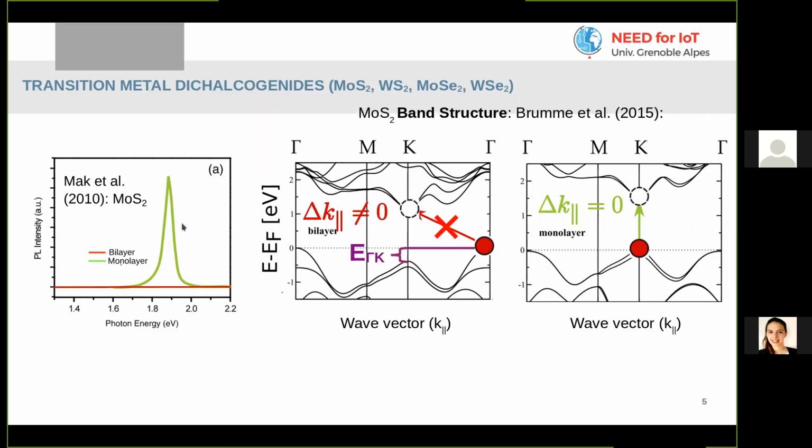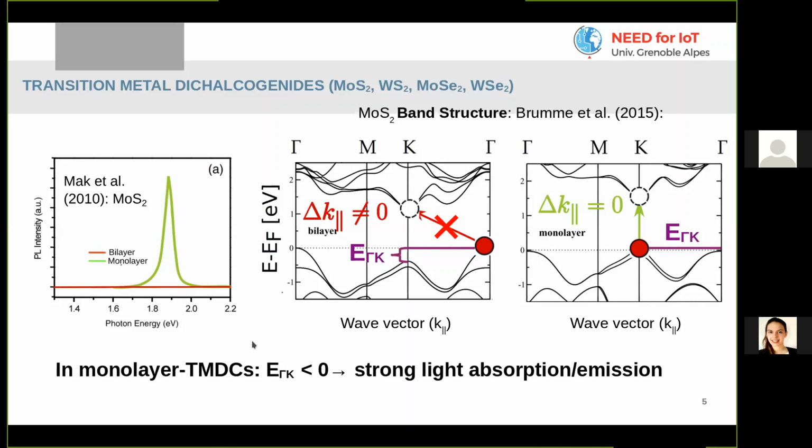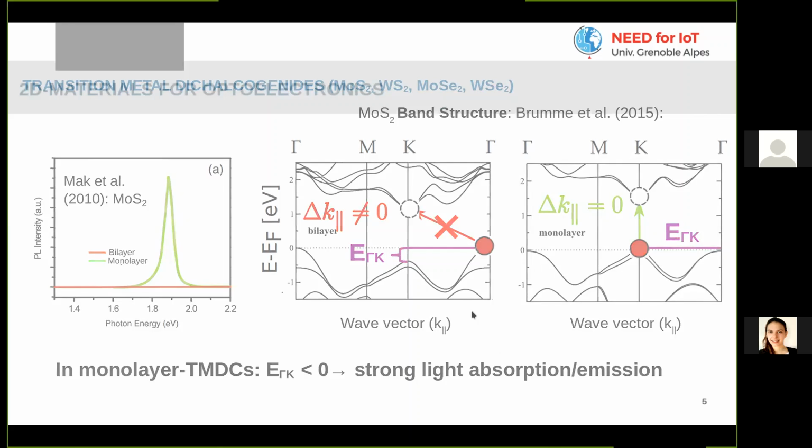So another way to quantify this is to look at the difference between this band here at what we call the gamma point and the K point. And you see that here there's a positive difference between those 2 bands, whereas in the case of the monolayer, it actually switched signs. So it's different now. So you could say that in monolayer TMDCs, by switching this value, E gamma K, you suddenly have strong light absorption or emission. And that is what makes this strong photoluminescence.